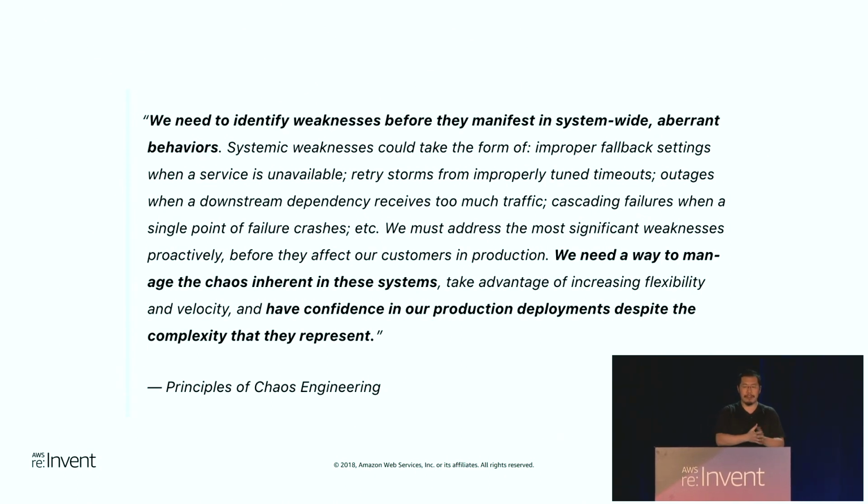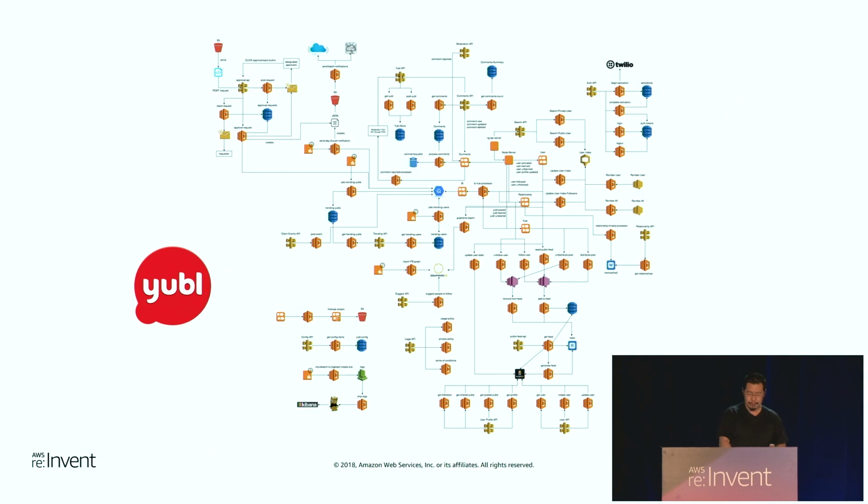Sure, it's what we do oftentimes to stress test the infrastructure when our application runs on servers that we have to manage and we can access. But chaos engineering is about identifying weaknesses before they manifest in system-wide aberrant behaviors. And we shouldn't confuse the principle of why we do something with the action that we do in order to apply those principles in our context.